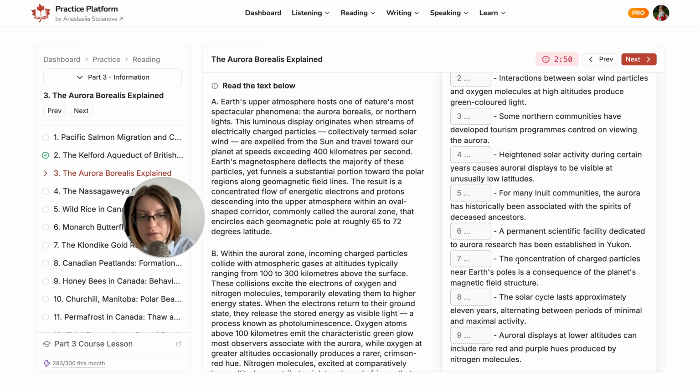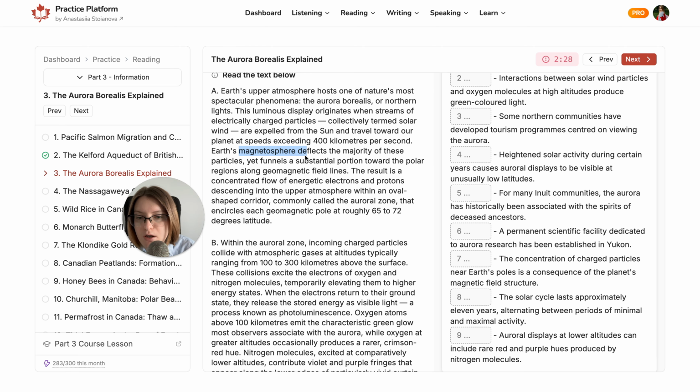If you take a look at this number 7, the concentration of charged particles near Earth's poles is a consequence of the planet's magnetic field structure. Was there anything about magnetic field? We had magnetosphere, right? Anything else about concentration? Did we have the word concentration? Yes, concentrated. We have the word, the result is a concentrated flow. You see, consequence, this is actually a paraphrase, the result of.